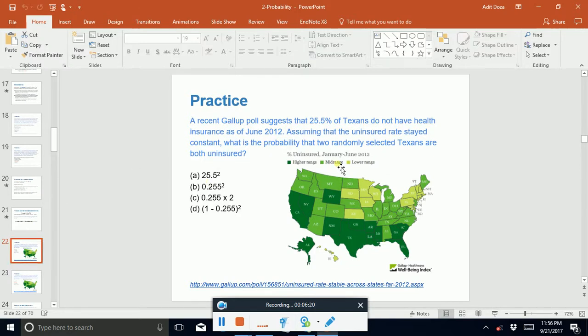So let's look at the practice. If 25.5% of Texans do not have health insurance, assuming the uninsured rate stayed constant, what is the probability that two randomly selected Texans are both uninsured? 25.5% is 0.255. So if both are uninsured, it's like 0.255 squared, right? Just like the tail example. See?